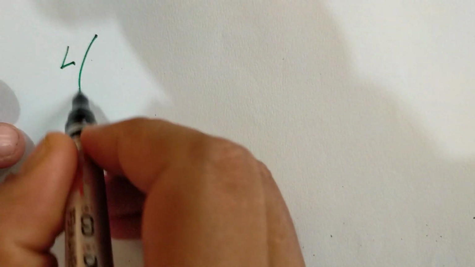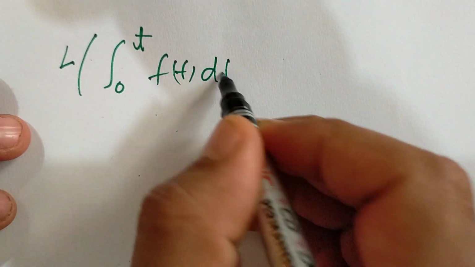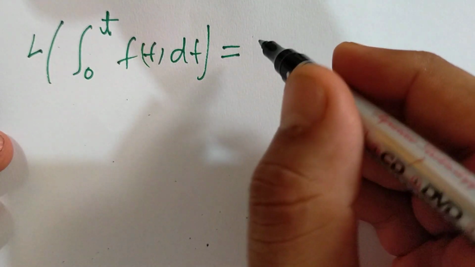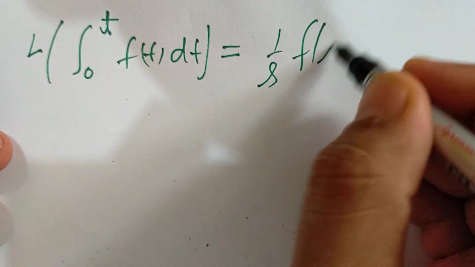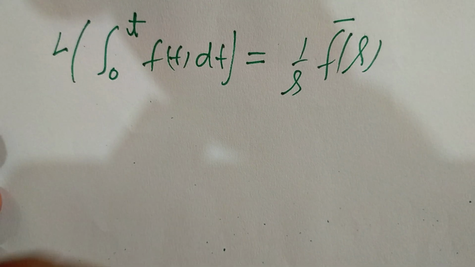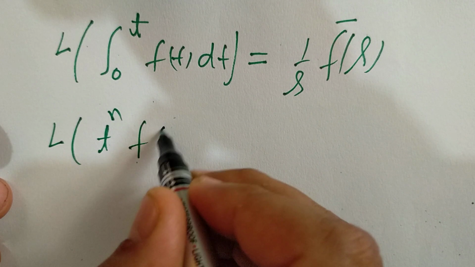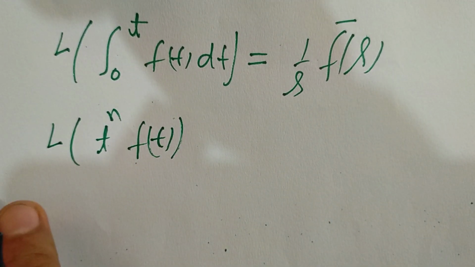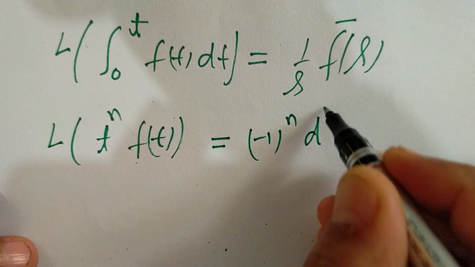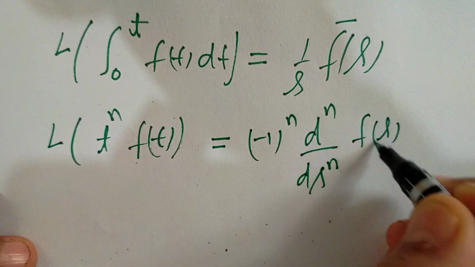And we have Laplace of integral from 0 to t of f(t) dt. We have seen the Laplace of derivative, and Laplace of integral will be 1 by s F(s). You only have to divide by s. And if you multiply the function by any power of t, we have Laplace of t power n f(t) equals minus 1 power n and d n by ds power n of F(s).